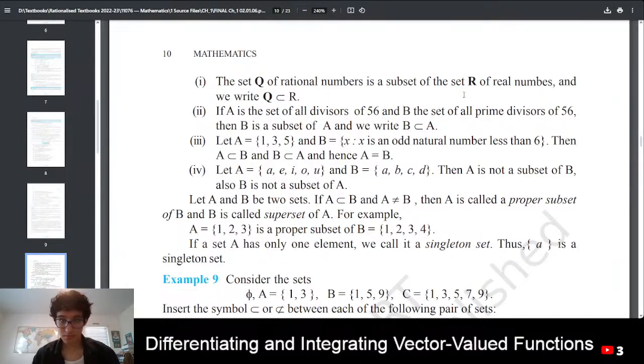If they're not equal to each other, and A has the same stuff as B, and B has everything within A but also extra stuff, then B is a superset of A. So it's basically you've got everything in A and then more.